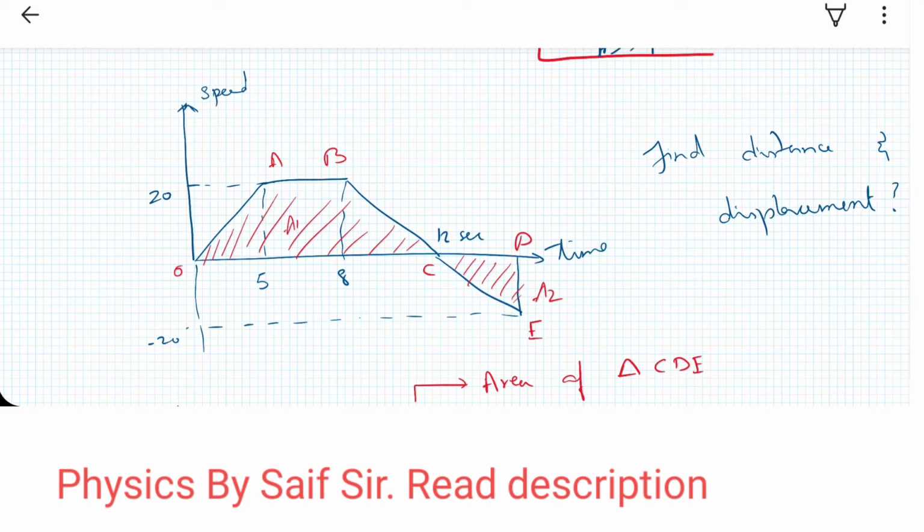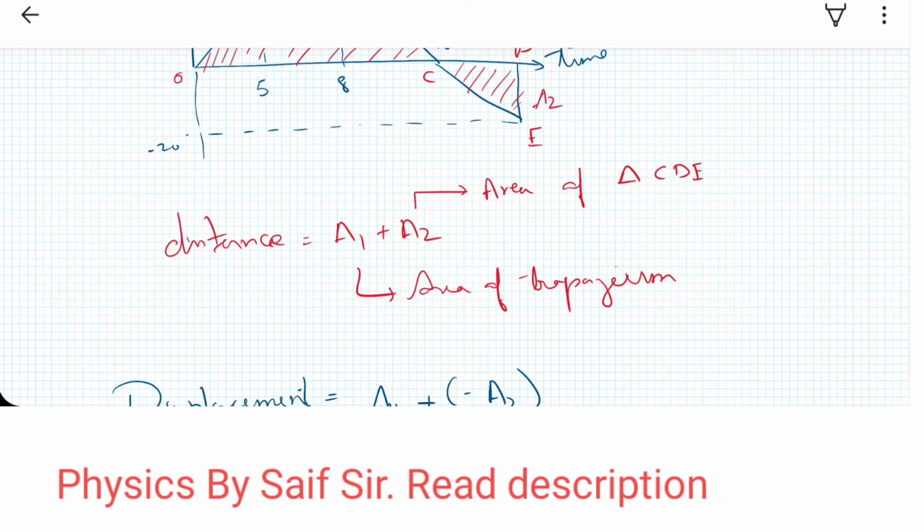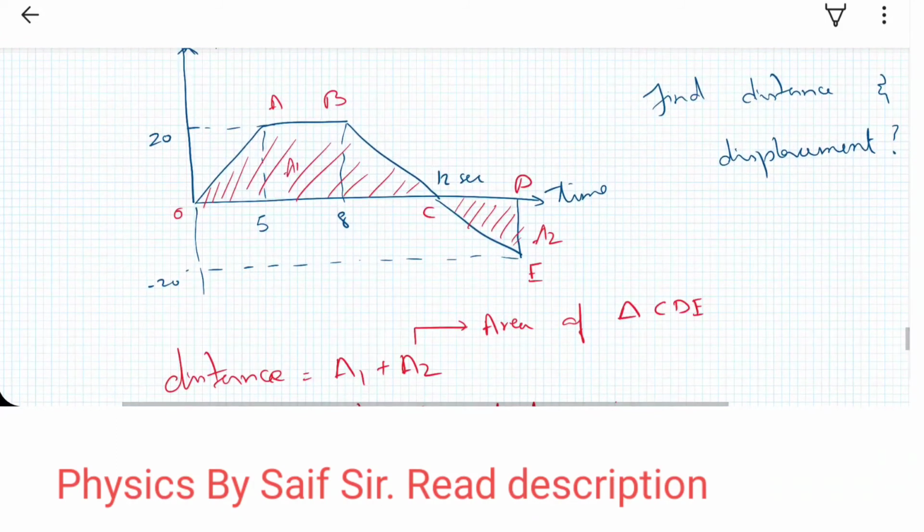If you are going to find the distance, we have to add if both the shapes are either above the x-axis or below the x-axis. But for displacement, we will see after finding the distance. To find the distance, we have to find the area of trapezium OABC and the area of triangle CDE. If you add both the areas, you will get the distance. So distance is equal to A1 plus A2. You have to add the area of the trapezium and the area of the triangle.